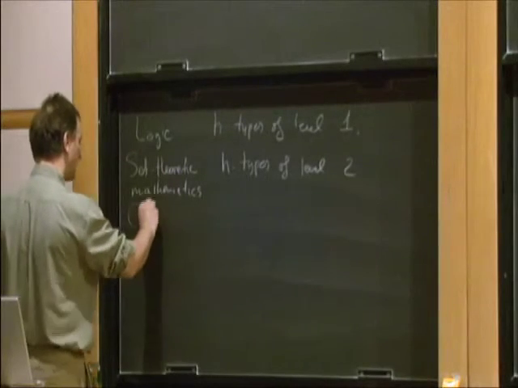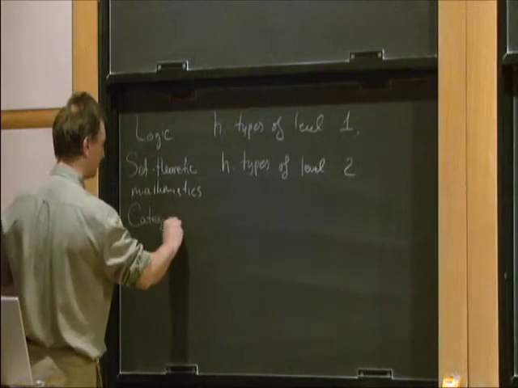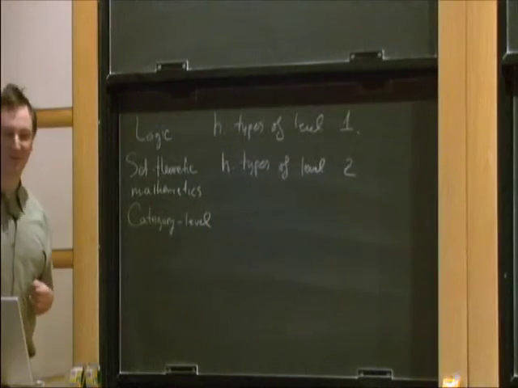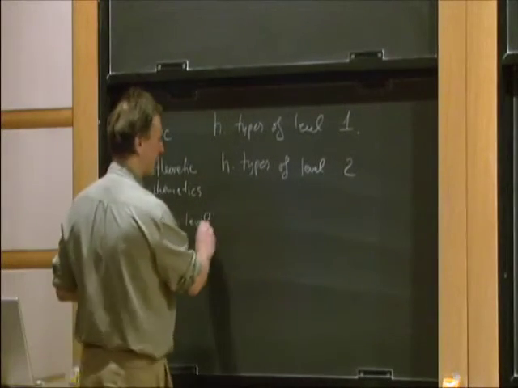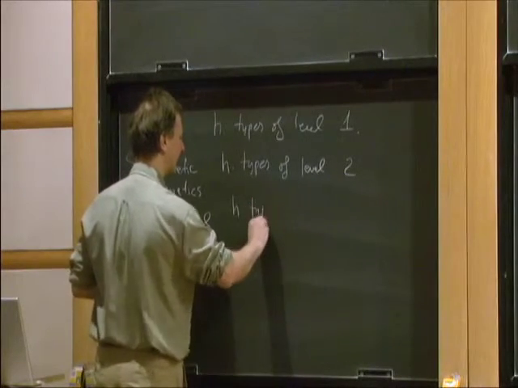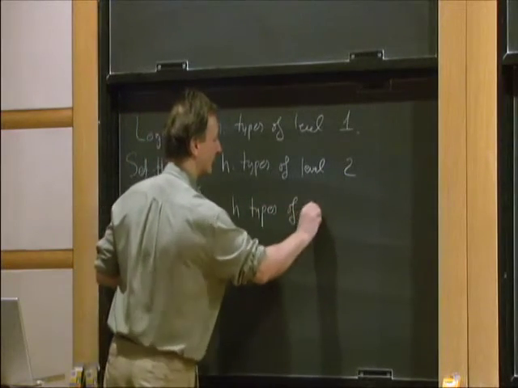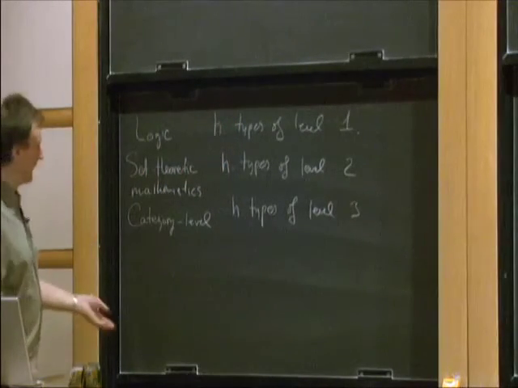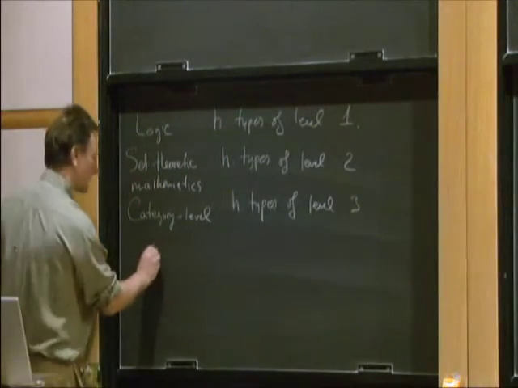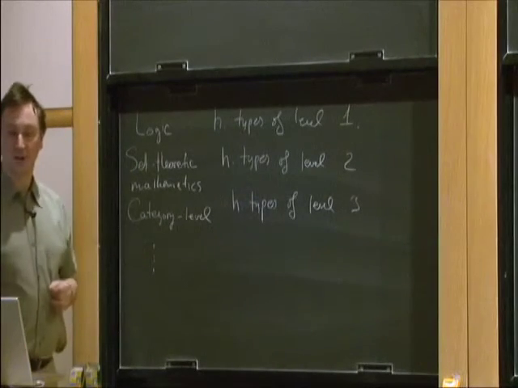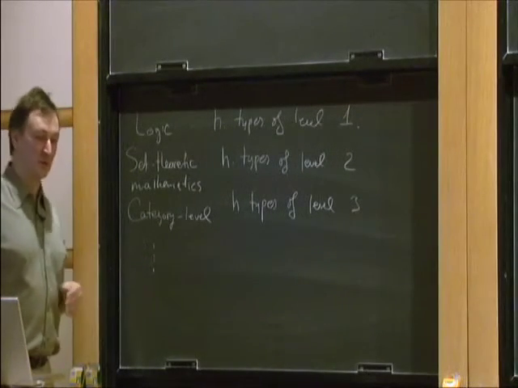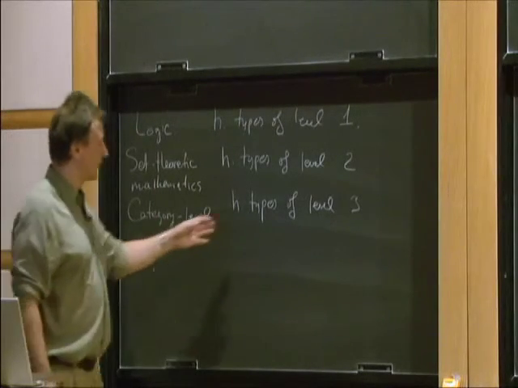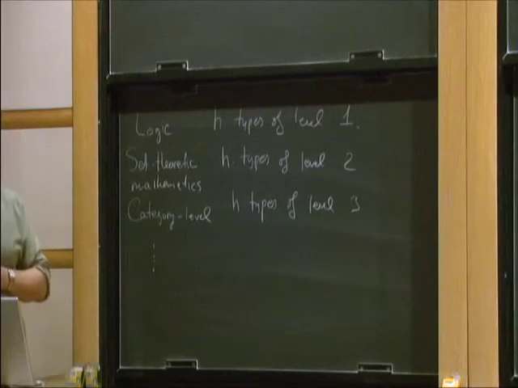Category level mathematics, what we may probably call Grothendieck type mathematics, concerns structures on homotopy types of level 3. Now, all this is not so well known so far. Higher categorical analogs of it concern structures on homotopy types of higher levels.